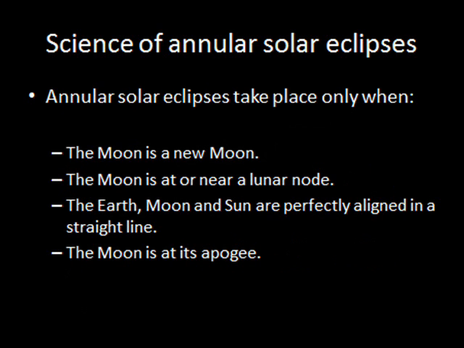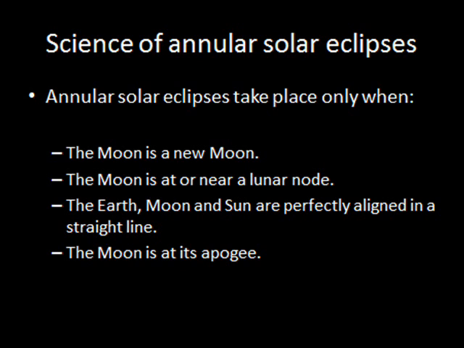Even though a new moon is necessary for a solar eclipse to take place, we don't see an eclipse every new moon night. This is because the plane of the moon's orbital path around the Earth is inclined at an angle of 5 degrees to the Earth's orbital plane around the Sun.